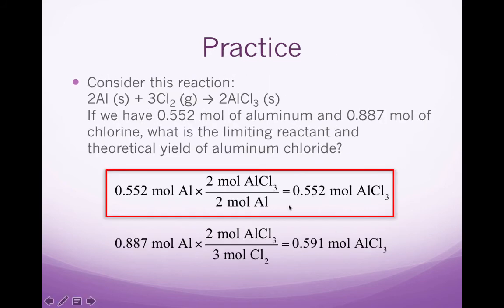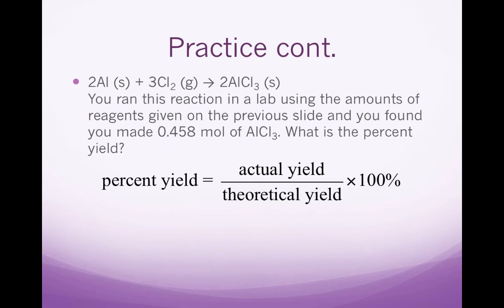And then this is also my theoretical yield of aluminum chloride. Your theoretical yield is equal to the amount of product that you'll make from that specific amount of your limiting reactant. Now, say I ran this reaction in lab using the amounts of reagents given on the previous slide, and you found you made 0.458 moles of aluminum chloride.